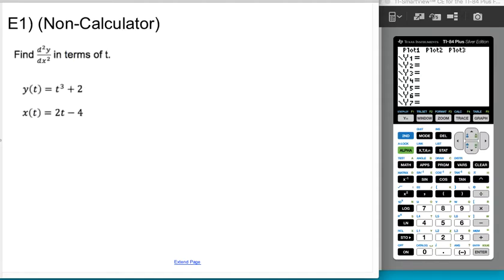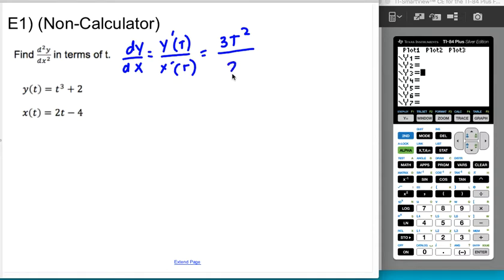So let's go ahead and find the second derivative. The first thing we need to do is find the first derivative, because I can't find the second derivative until I find the first derivative. So dy dx should be y prime of t over x prime of t. I can find y prime to be 3t squared, and I can find my x prime to just be 2. Great. So I'd probably even write it as 3 halves t squared.